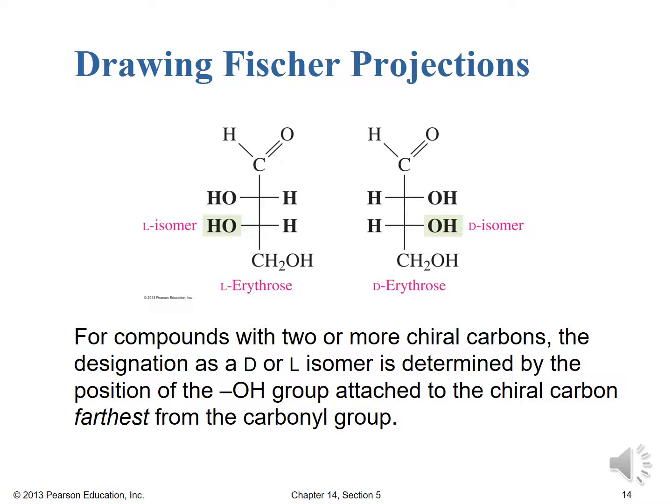If we look at the D-erythrose, notice that same position, that same carbon, we have the OH group on the right side. So that's our convention, and that's what those L's and D's mean. L is for levo, which is left, and D is for dexter, which is Latin for right. So that's how you determine the left and right projection from a Fischer projection.